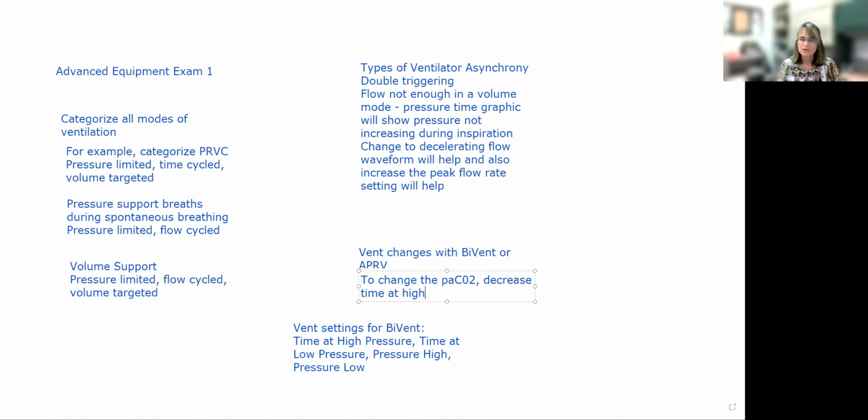So the first one I wrote, to change the CO2, you decrease the time at high, and that will cause more frequent exhalations, and you can get rid of CO2 that way. So to change the CO2, if the CO2 is high.